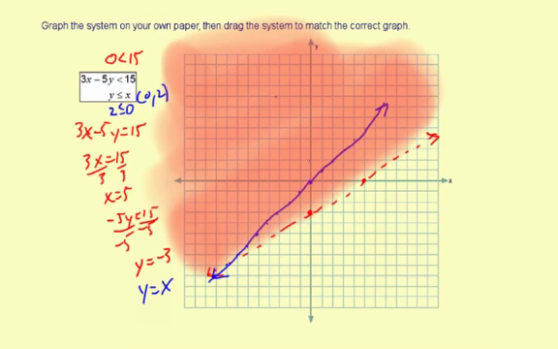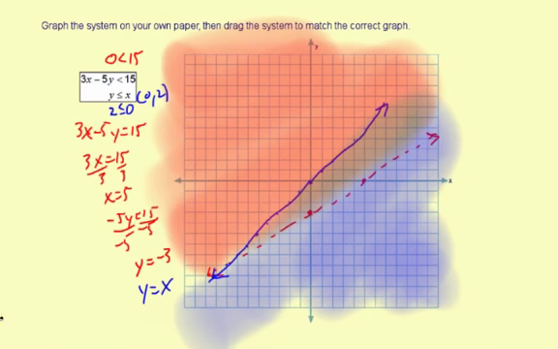So this half plane up here is not the solution space. The half plane is down below the line. So I'm going to shade down below the line. Like that.